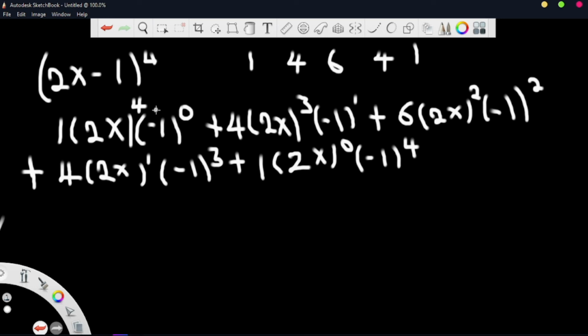Notice that the powers of x were reducing by 1, so here were 4, 3, 2, 1 until we got a 0, and then this constant value, negative 1, was increasing by 1, so here it was 0, 1, 2, 3, 4. Remember, the 0 is always important. Don't forget to put that 0. It's very important at this stage. So now here, when we simplify, this will be 16x to the 4th power. That's if we expand that.